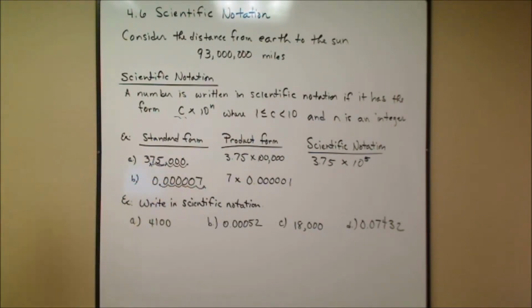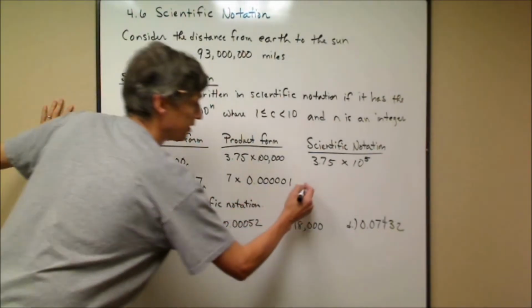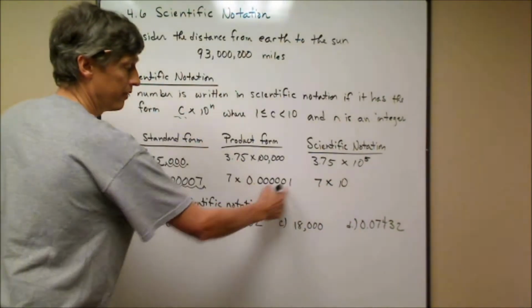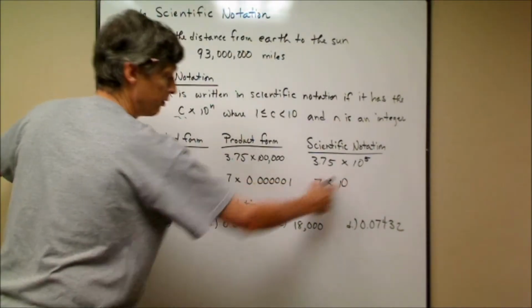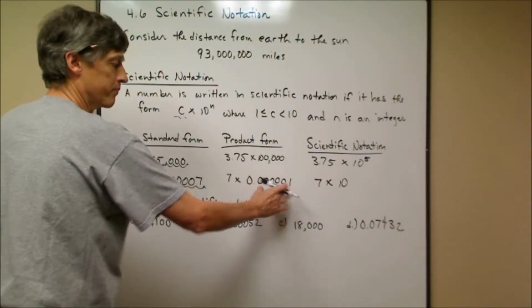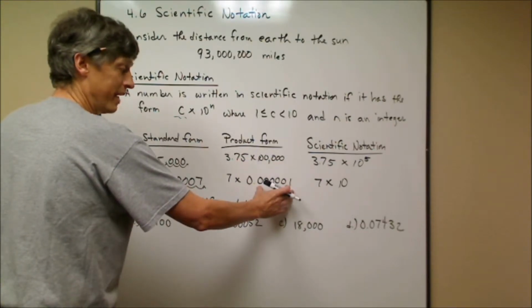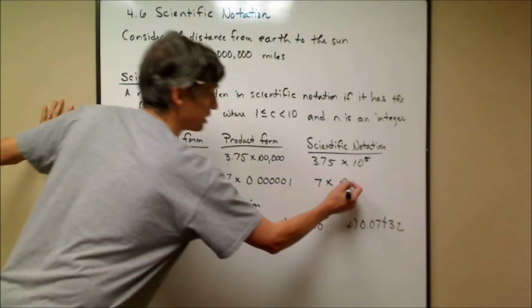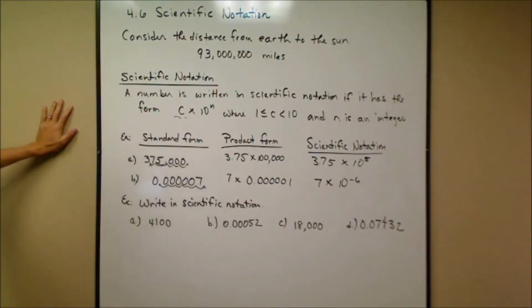Well, now this is the same as 7 times 10. Now this is a negative exponent that I have to use because this is not a positive power of 10. This is a negative power of 10, and I have it 1, 2, 3, 4, 5, 6 places. I will need a negative 6 as my exponent.